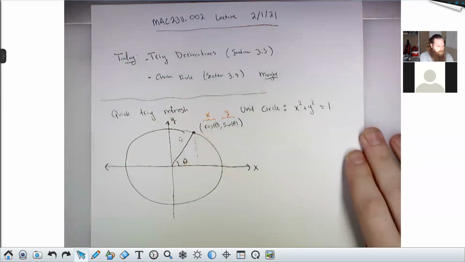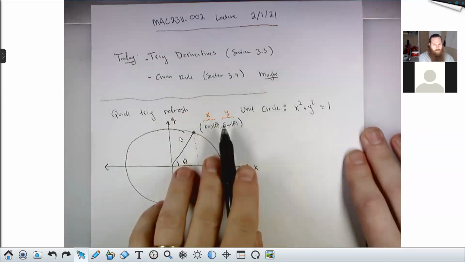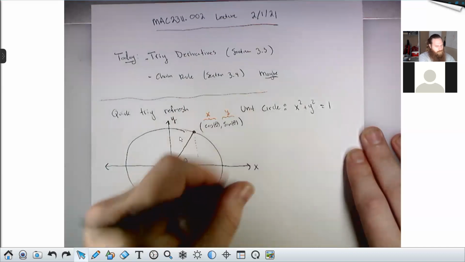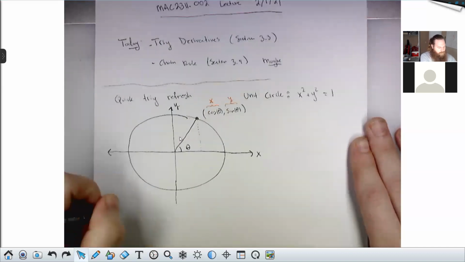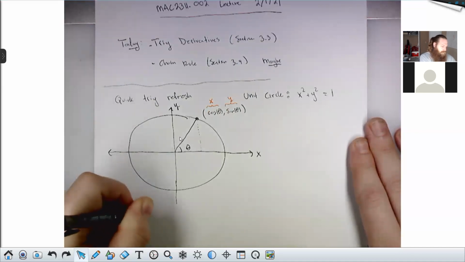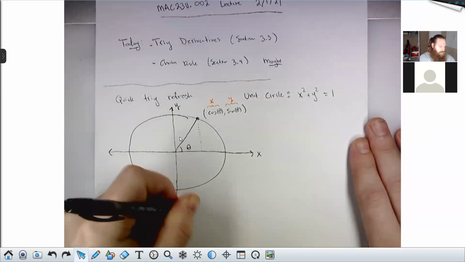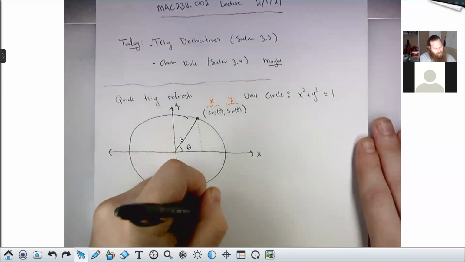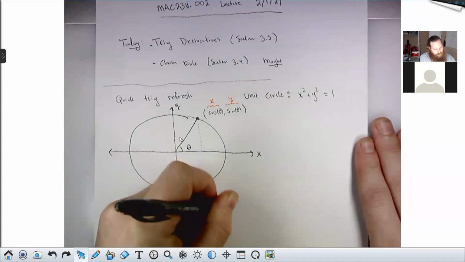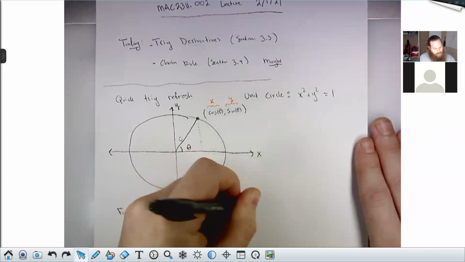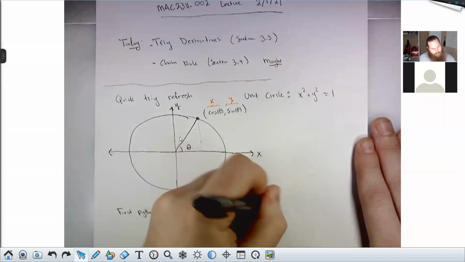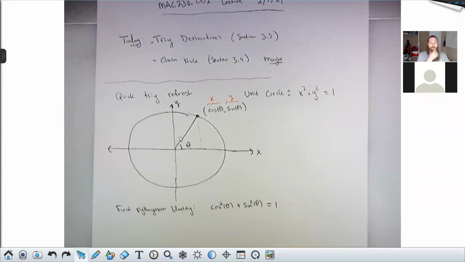The fact that the unit circle has this equation and that the x value is cosine and the y value is sine gives way to the first Pythagorean identity, which is just that cos squared theta plus sine squared theta is always 1, no matter what theta is, no matter what you have inside the trig functions, as long as it's the same thing inside both.